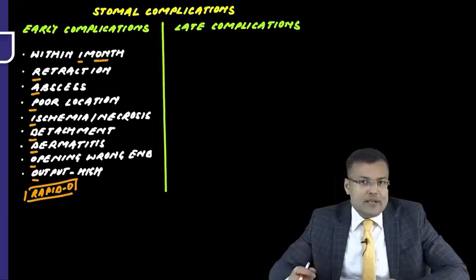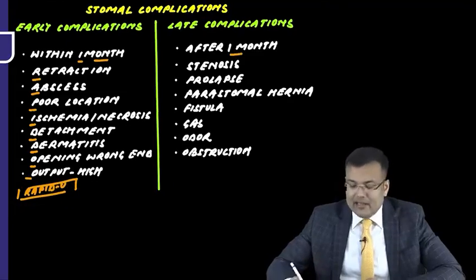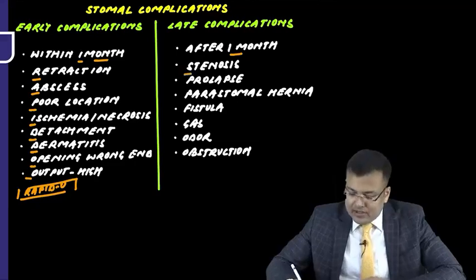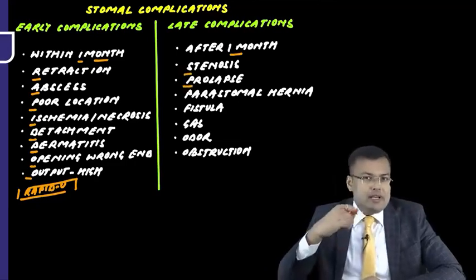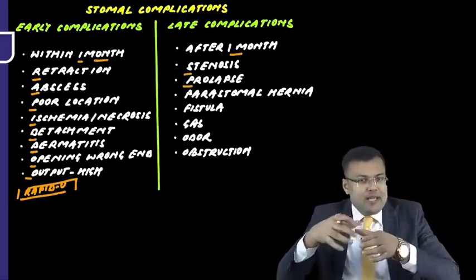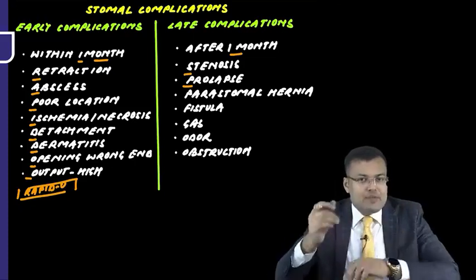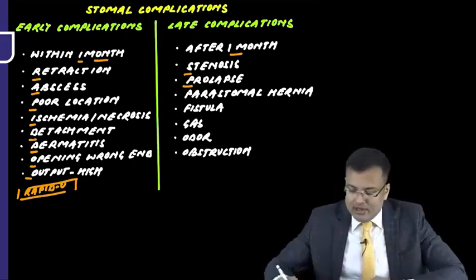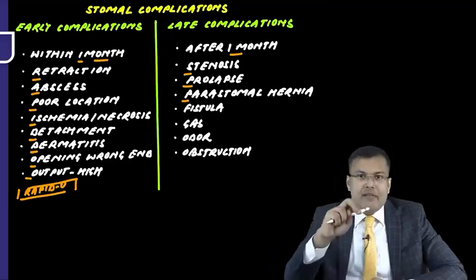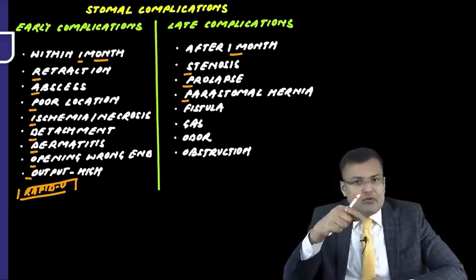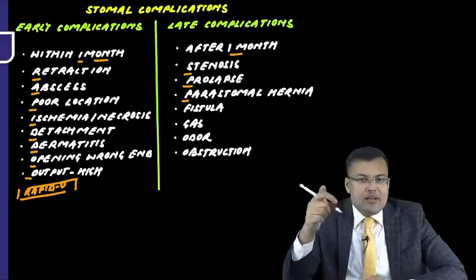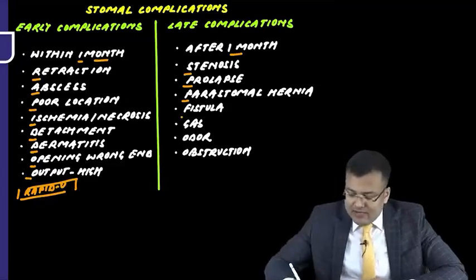Now see the late complications, seen after 1 month. They can be stenosis, they can be prolapse. When there is prolapse, the opening in the abdominal wall is large. Especially prolapse is common in colostomy. Parastomal hernia, whenever we perform extensive dissection around the opening, especially common in end colostomy. There can be fistula, gas, odor, obstruction.